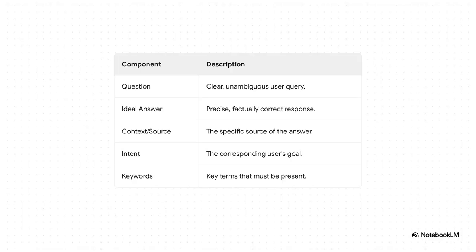Okay, let's walk through these 5 parts. First, you've got the obvious ones, the question and the ideal answer. But here's where it gets really smart. You also need the context or source. Why? Because without it, you can't trace an error back to its root cause. You're just fixing symptoms. Then you have the intent. This maps the question to what the user is actually trying to do, making sure your AI gets the why behind the what. And finally, keywords. These are the non-negotiable terms that absolutely have to be in the answer. All 5 of these together, that's what makes your testing so incredibly precise.